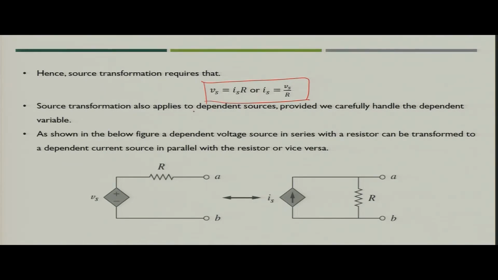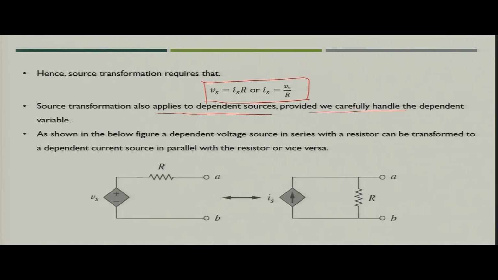Now, source transformation can also be applied to dependent sources, that may be the dependent voltage source or dependent current source, but this we have to handle carefully, because of the dependency of the various sources on some voltage or current variable through some other element. So, because of this dependency, we have to be very careful how you will handle the source transformation.